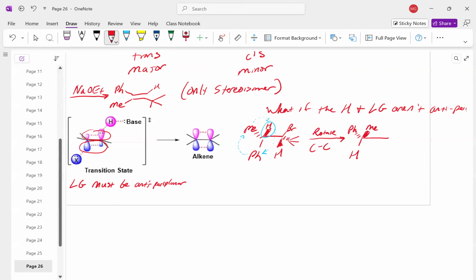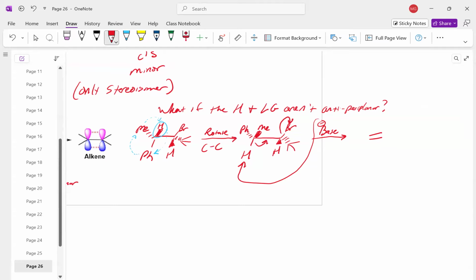So all I have to do now is take my base, pull off this beta hydrogen on the pi bond, kick off the leaving group. And now here's the tricky part. How do I arrange the remaining four groups around this carbon-carbon double bond? Well, which things have the dashed wedge to them?